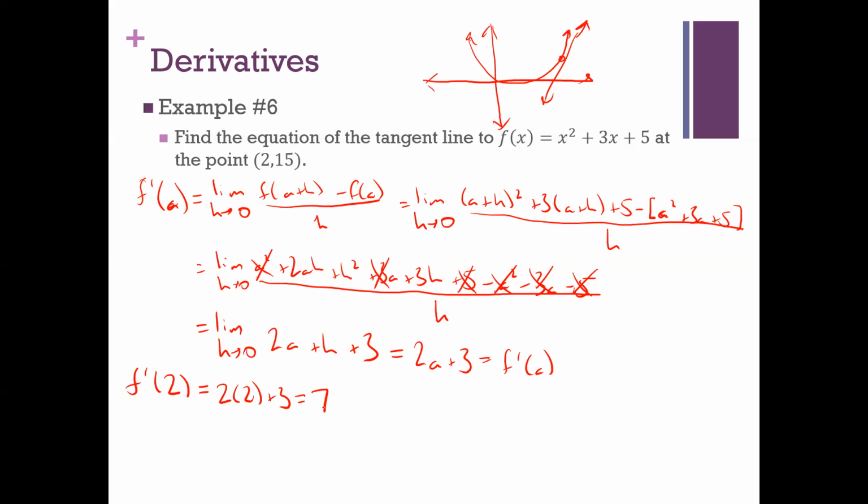How do I find the rest of this equation? I have all the things I need to solve for b. So y is equal to 15, m is equal to 7, x is equal to 2, which means b is equal to 1. So my final equation is y equals, what was the slope? 7? y equals 7x plus 1.